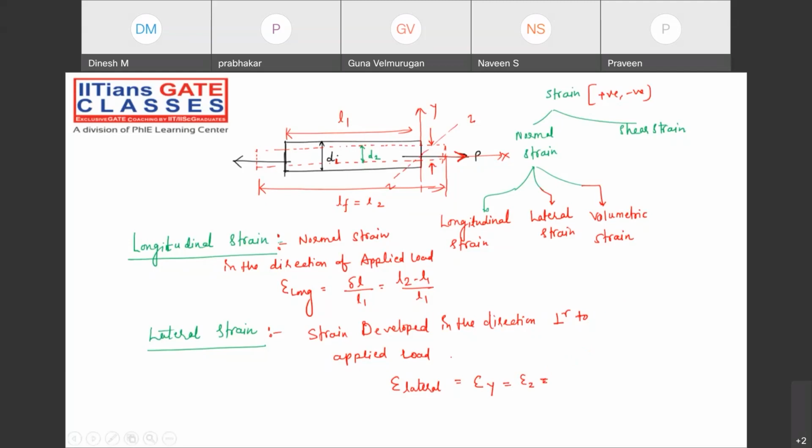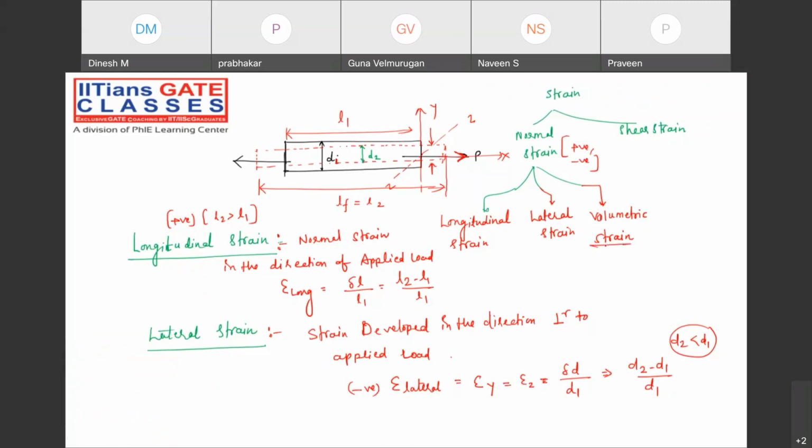Now tell me what will be the answer for the lateral strain. Change in dimension happening laterally to the original dimension. What dimension changes are happening in the lateral direction, diameter or length? Change in diameter only. Change in diameter by original diameter. That means D2 minus D1 divided by D1. Now the lateral strain is coming out to be negative. Why? Because D2 is less than D1. But the longitudinal strain is positive because L2 is more than L1. That's why I mentioned that normal strain can be positive or negative. Very, very important, please note down.